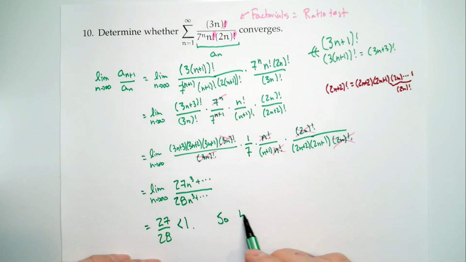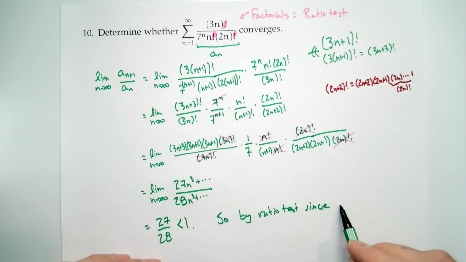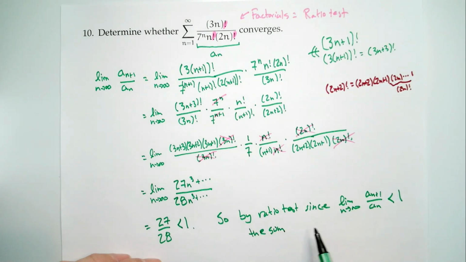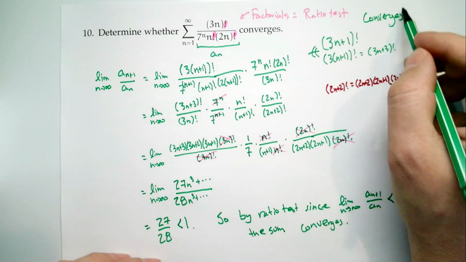So, by the ratio test, since our limit as n goes to infinity of a sub n plus 1 over a sub n is below 1, the sum, what's our conclusion? Converges. That's right. Good. So I'll put it up here. This is a converging sum.